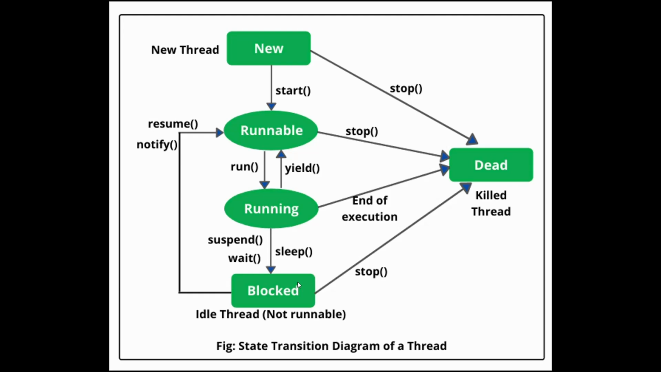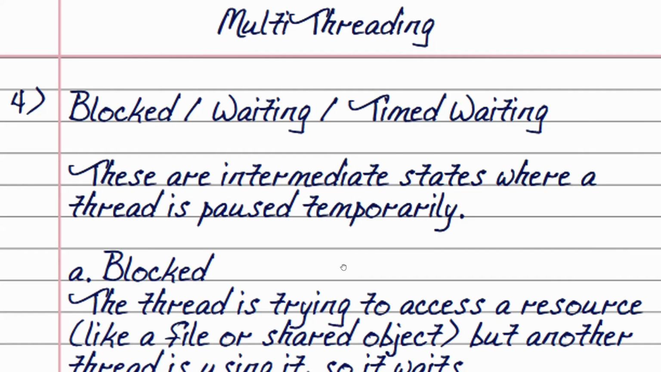Let's understand what the blocked stage is. In the blocked stage, there are three parts: blocked, then waiting, then timed waiting.